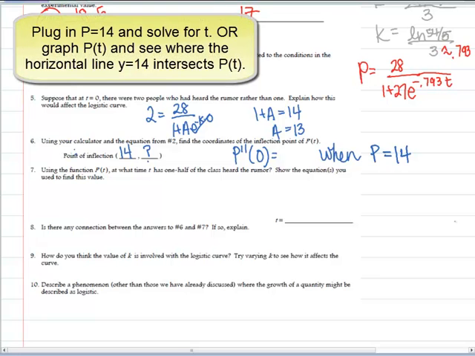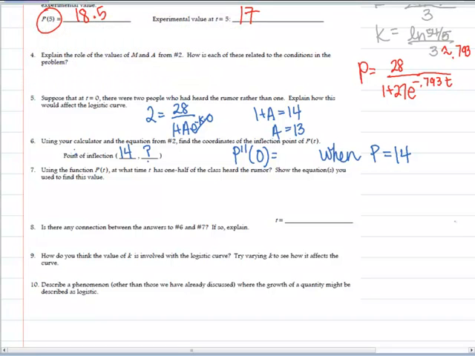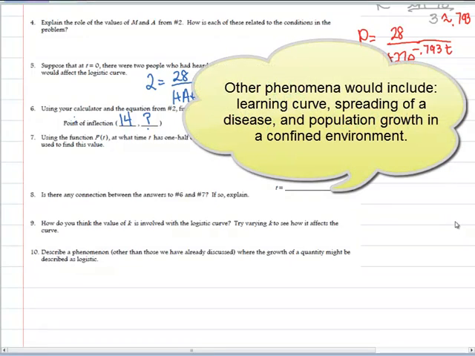Now I'm going to continue on here with these questions. Do you see any connection? Those need to be the same. How do you think the value of k is involved? That's sort of the rate at which people are hearing the rumor and at which it's spreading.